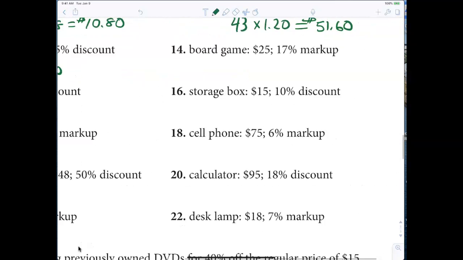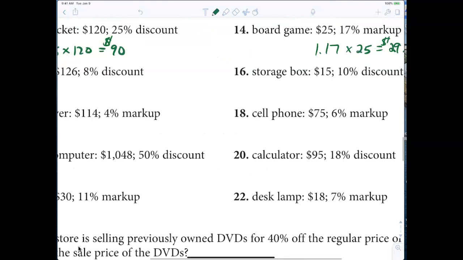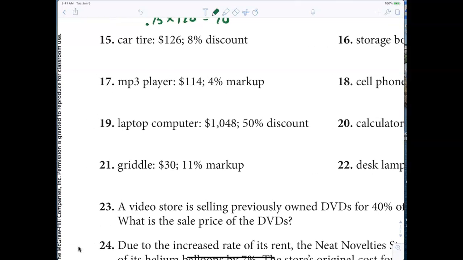All right, Sienna, you're up. Okay, so it's markup, so 100 plus 17 is 117. So I put 1.17 times 25 is 29. Thank you, kiddo. What is it? 29. Very, very good. $29.25. Is everybody happy so far? All right, Jensen, all the way in the back. You're up. Tell me about 15.